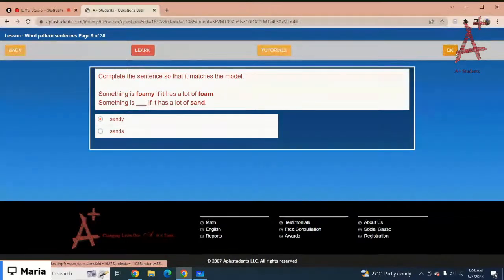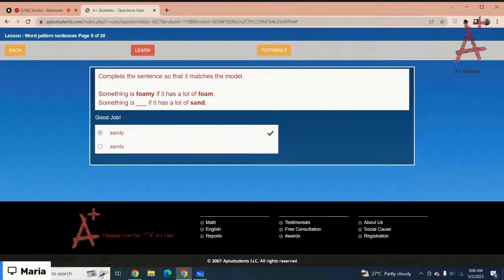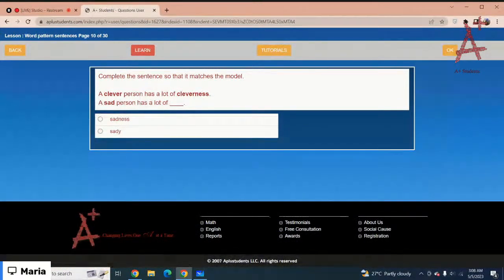Very good. Okay, the next one is a clever person has a lot of cleverness. Then a sad person has a lot of, which is the correct option? It would be sadness. The correct option is sadness.